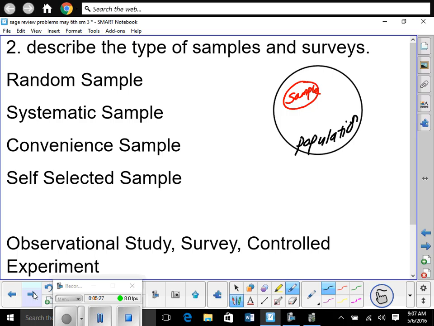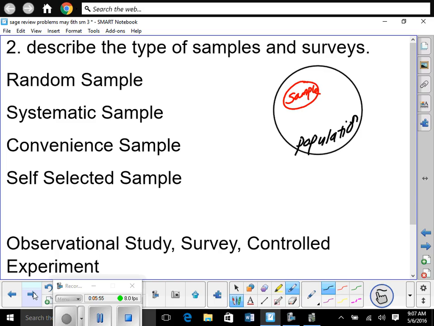Convenience means it's convenient for me. So if I want to know how many people like movies, and I go to the movie theater, it's really convenient for me to ask everybody who walks out of the movie theater. Convenient for me, not them. And then a self-selected sample is where the person chooses to take the survey. So if you put it in the newspaper, call in if you like movies, then the people who actually care are self-selecting to call in, okay?